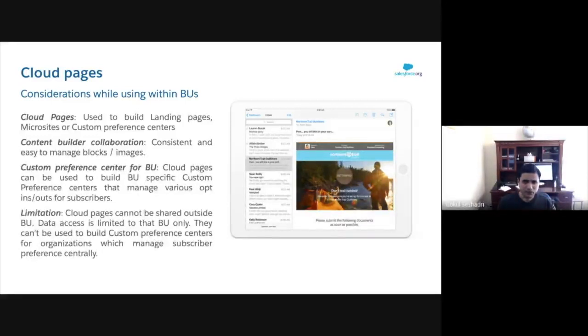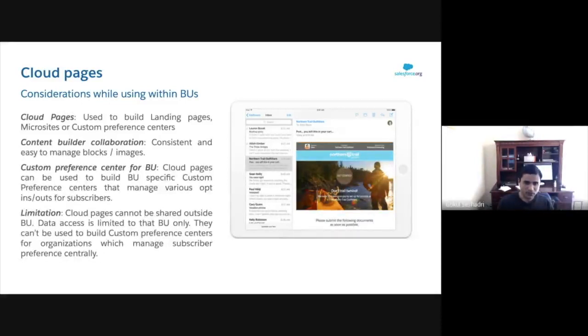And if you are using cloud pages to build preference centers, it's quite possible that you can use this to build business unit specific custom preference centers. In our example, we talked about two models, enterprise wide versus business unit specific custom preference centers. And this technology is very useful if you want to build a preference center that is very specific to a given brand or a given regional chapter or a given segment. And you can manage to record the opt-ins and opt-outs of your subscribers.